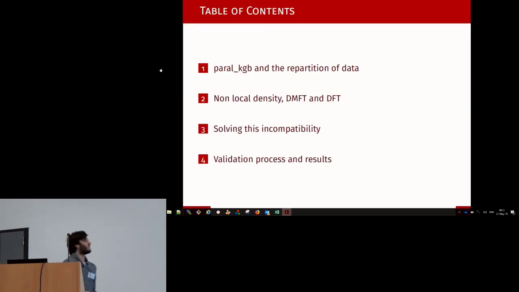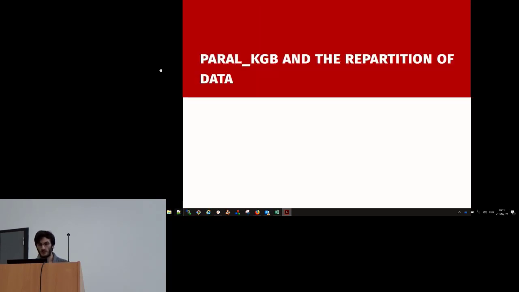So first of all, I will make a little reminder on the parallelization in ABINIT. Then I will explain how the DMFT is incompatible with the KGB parallelization. Then I will explain how I solve the problem, and finally I will show you some validation process and results.